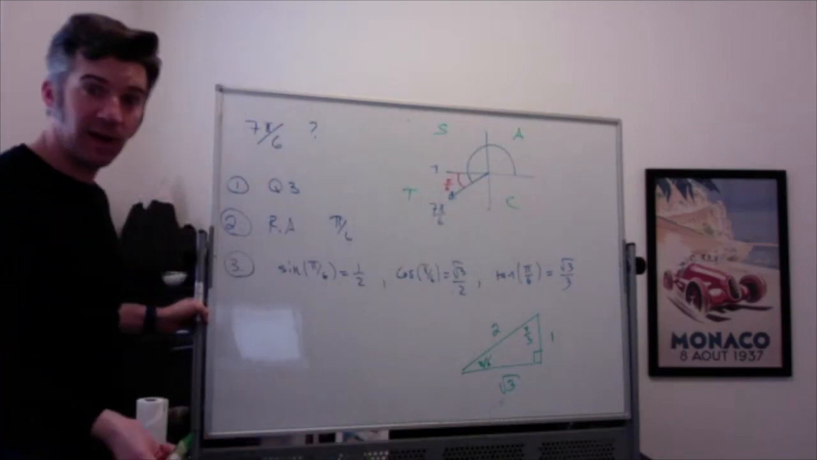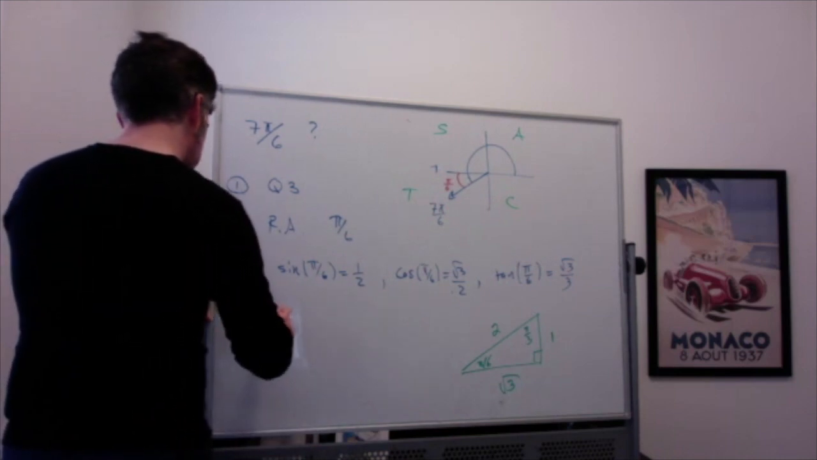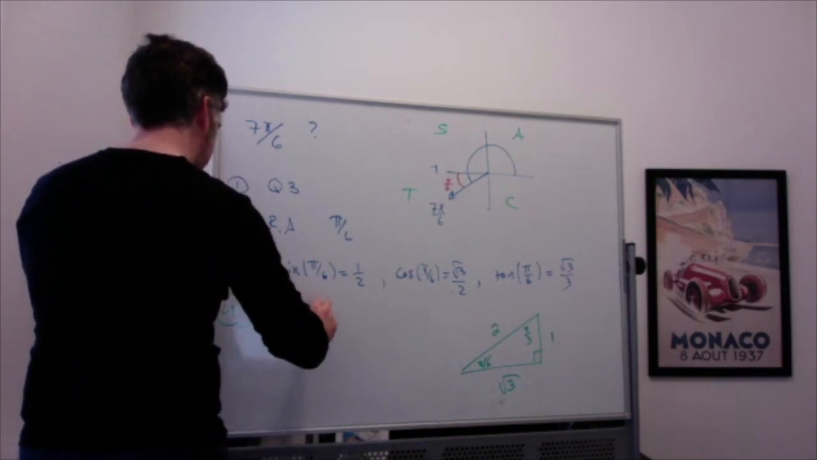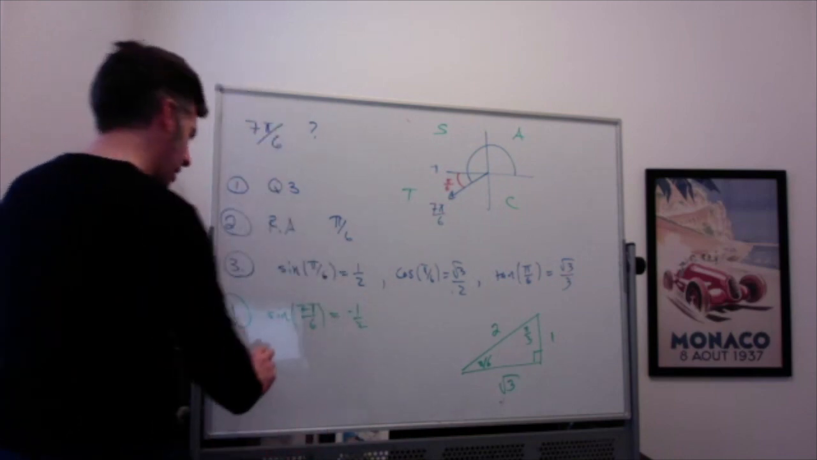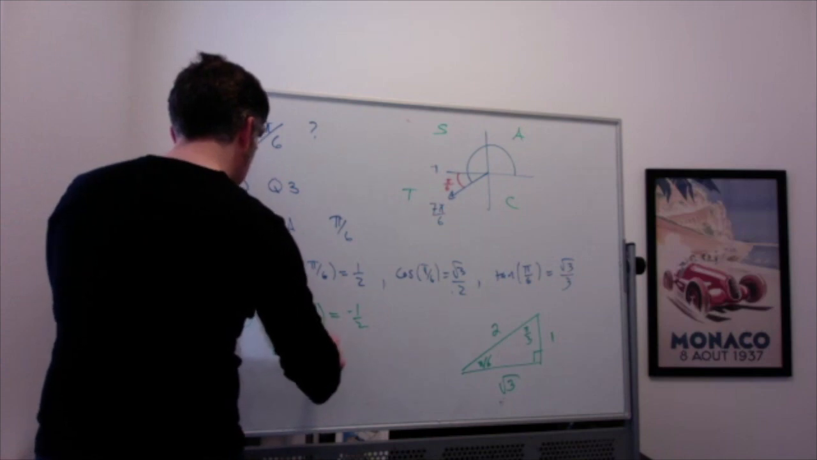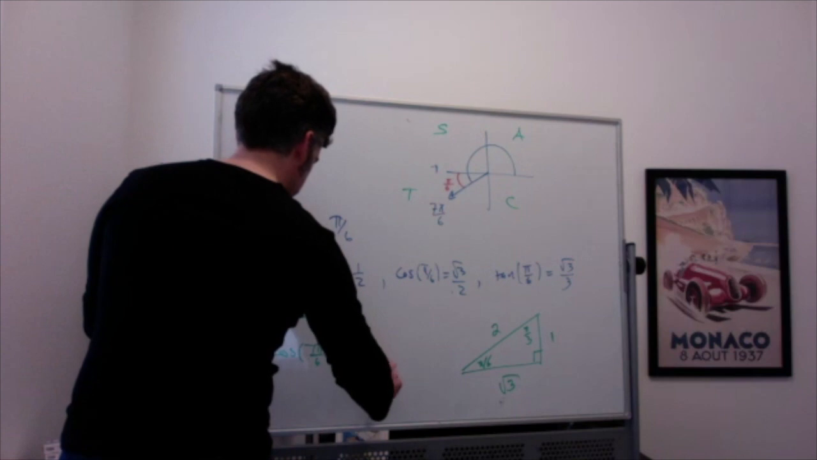So now I'm going to use the fact that we're in quadrant 3, where tangent is positive and the other two are negative, to say, oh, sine of 7 pi over 6 must be negative 1/2. And cosine of 7 pi over 6 must be negative root 3 over 2.